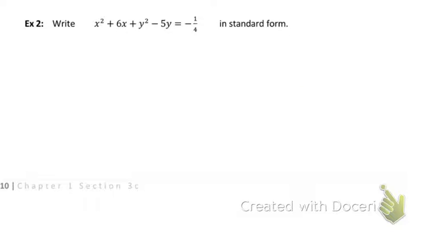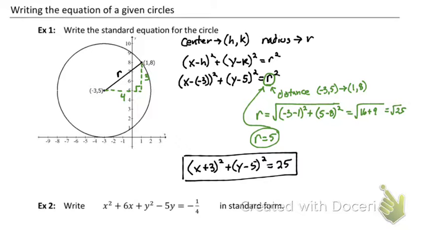All right, last thing we're going to do is put x squared plus 6x plus y squared minus 5y equals -1/4 in standard form. Now, remember what standard form looks like, and I'll just show this example. It is x minus a number. In this case here, we have x plus 3 squared, and then we have y minus 5 squared. So it's those numbers minus each other squared. So we do have to have squares.